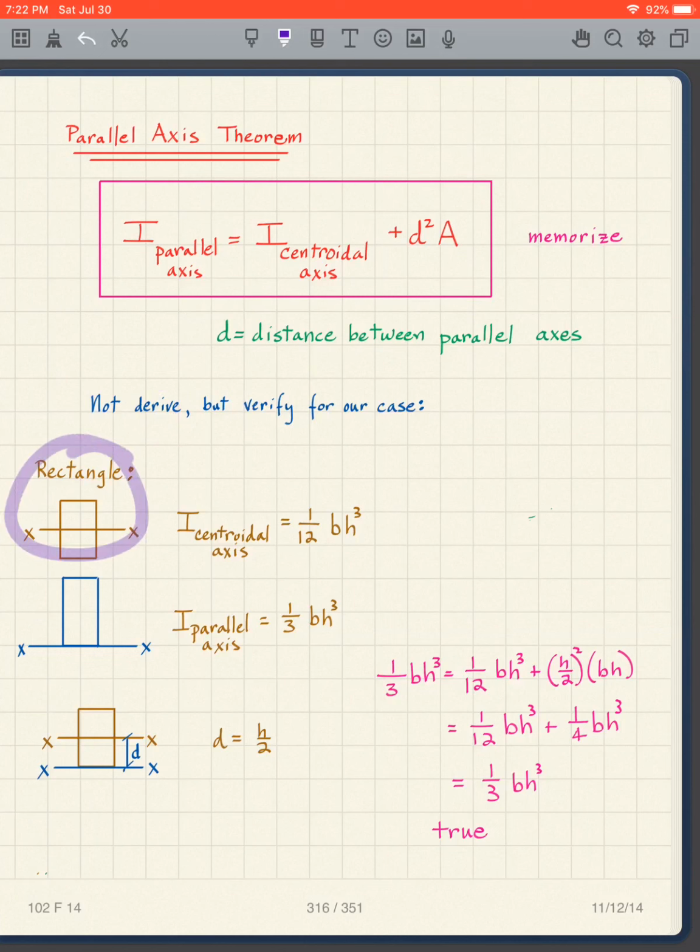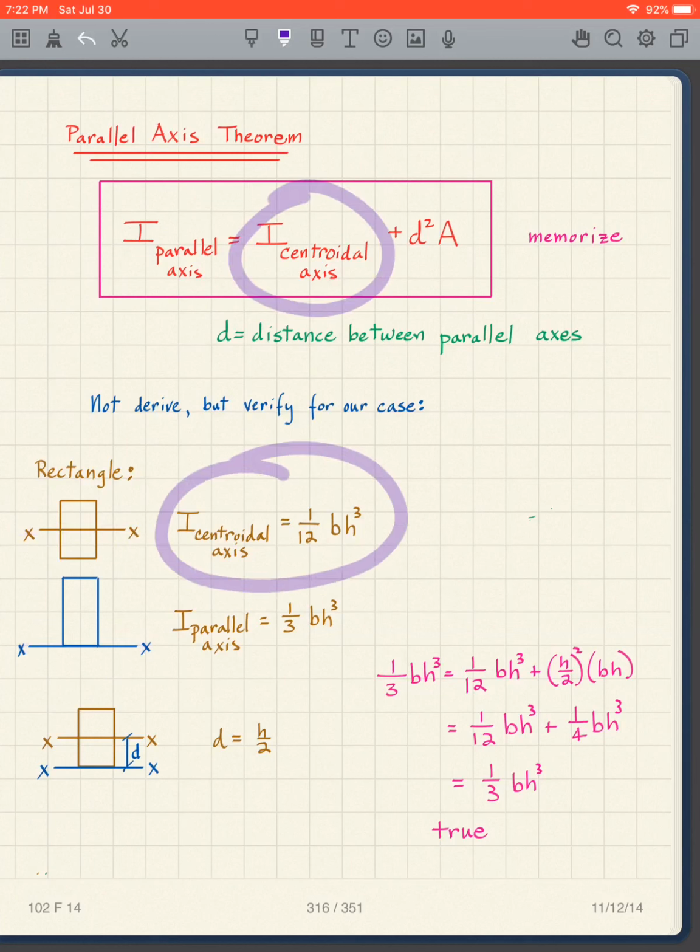We had the rectangle. We took an x-axis through the centroid, or the center of that rectangle, and we got 1/12 bh cubed. Then we took the moment of inertia about this axis down here. Now notice, these two axes are parallel. So that fits my parallel axis theorem. I have to have axes that are parallel. And this 1/12 bh cubed, notice, is my centroidal axis moment of inertia.